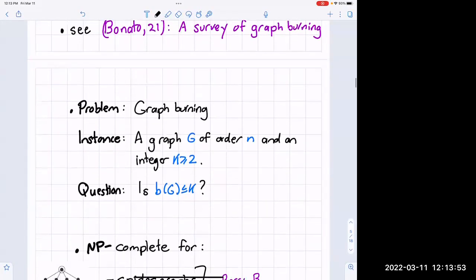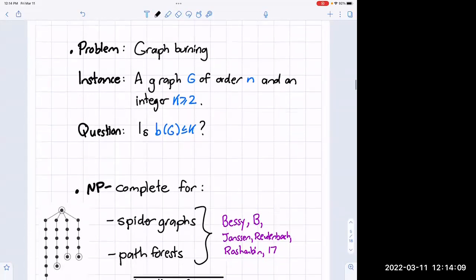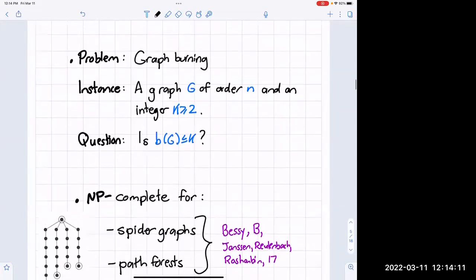So what else can we say? The next obvious direction to look at is complexity, algorithmic questions. If I gave you a graph of order n and an integer k greater than or equal to 2, you can ask if the burning number is at most k. This is the decision problem you can consider. Not surprisingly, because it's a partition or coloring type problem, you can imagine this is NP-complete, which it is.